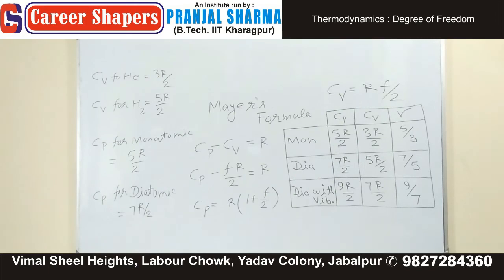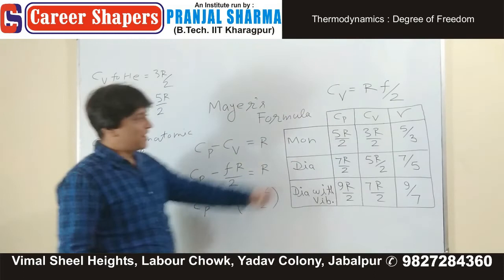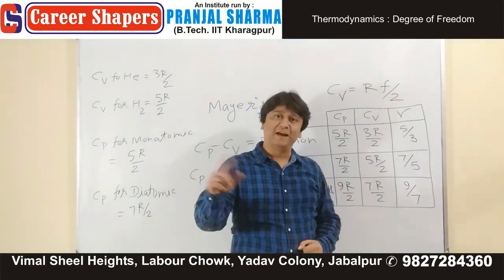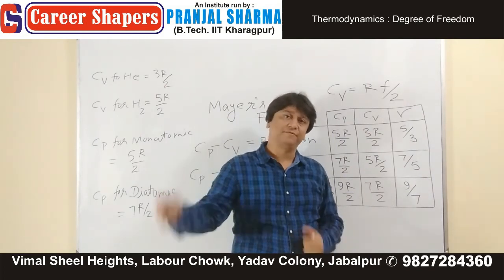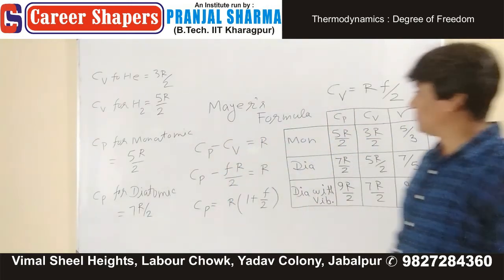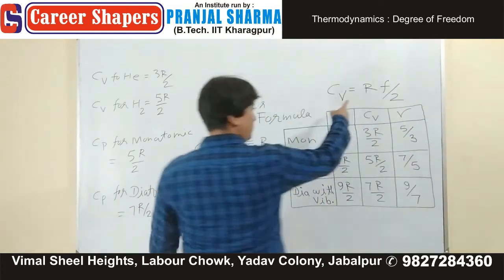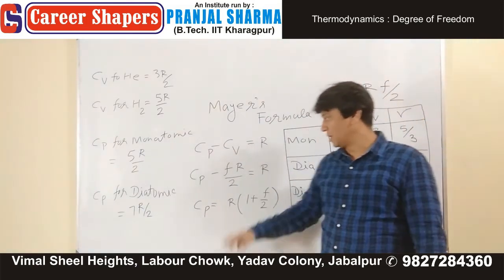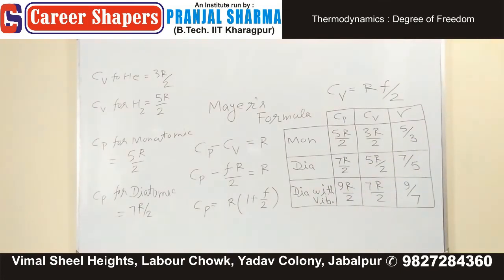Now who will give me the relationship between adiabatic gas constant gamma and degree of freedom F? Give me a formula for gamma and F. First, we have the formula for Cp, we have the formula for Cv in terms of R and F. I want a formula of gamma in terms of degree of freedom. Get me this formula.